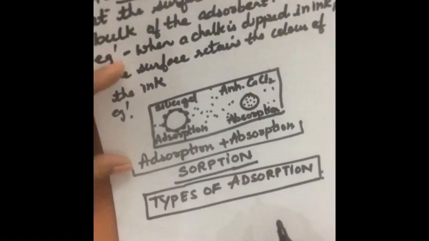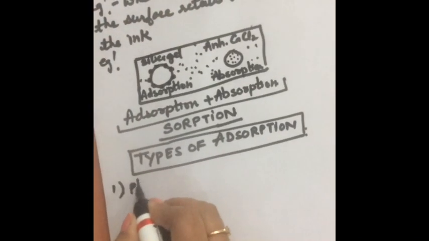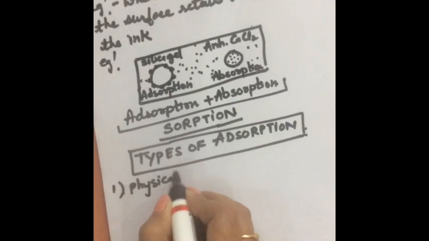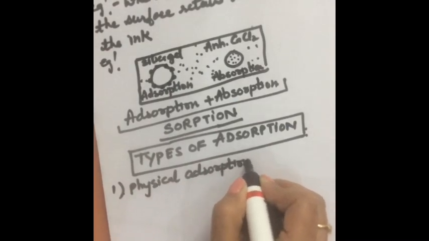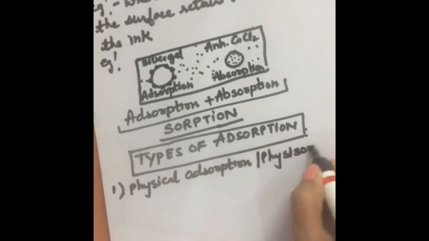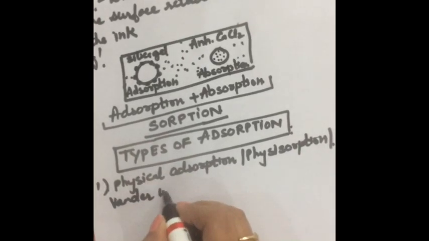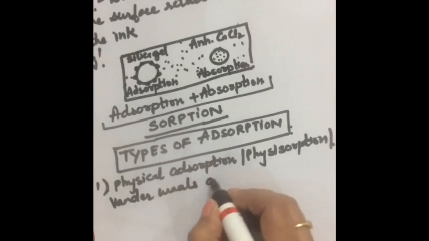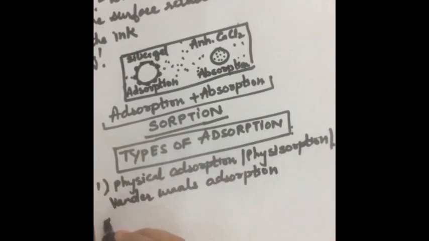There are two types of adsorption. First is physical adsorption, or called physisorption, or van der Waals adsorption.